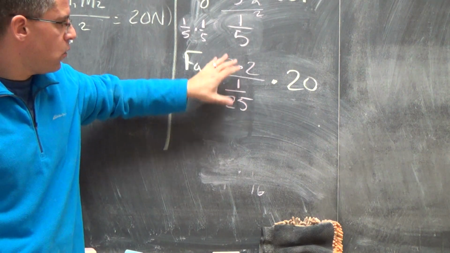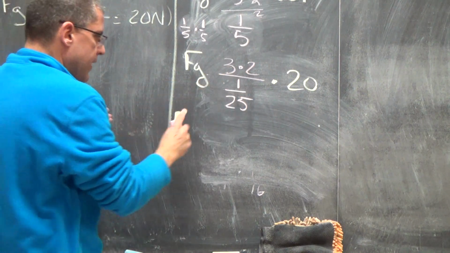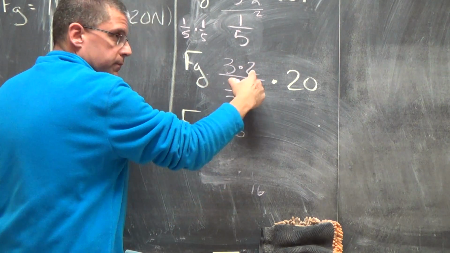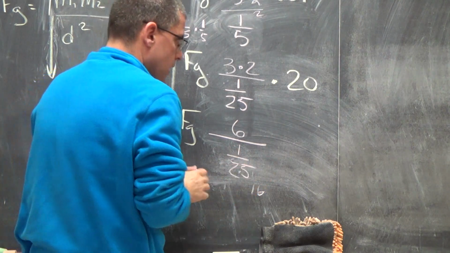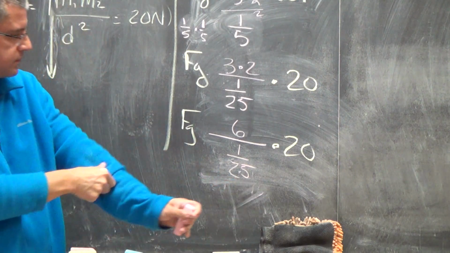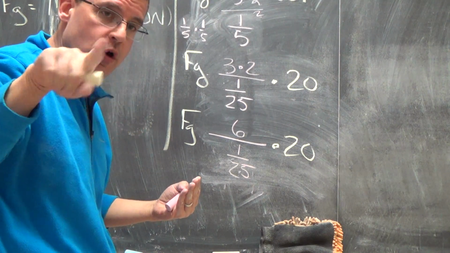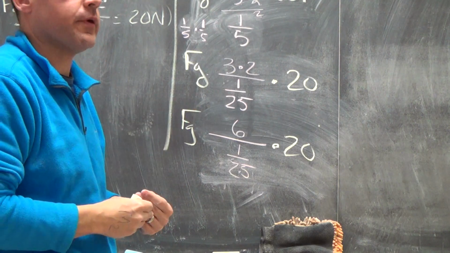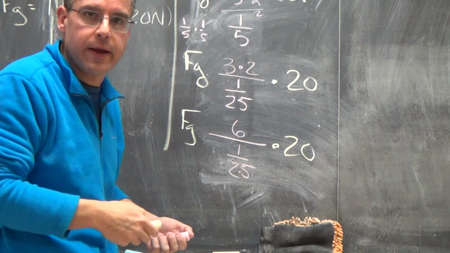Okay, so now we can keep going. Let's keep breaking this up. Next step, we got 3 times 2 is 6 divided by 1/25 times 20. I'm going to bring it over there in a second. We're still maintaining that concept of order of operations. And I'm going to tell you right now, order of operations is going to be huge in algebra, or honors geometry. It doesn't go away. It really doesn't. Trust me, I know.